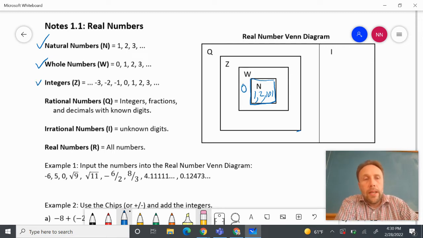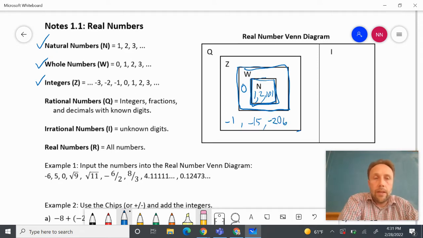The next one would be integers. Integers are positive and negative whole numbers. So we would include the natural numbers, we include the whole numbers. What integers add would be the negative numbers, like -1, -15, -206. Those would be included in integers.